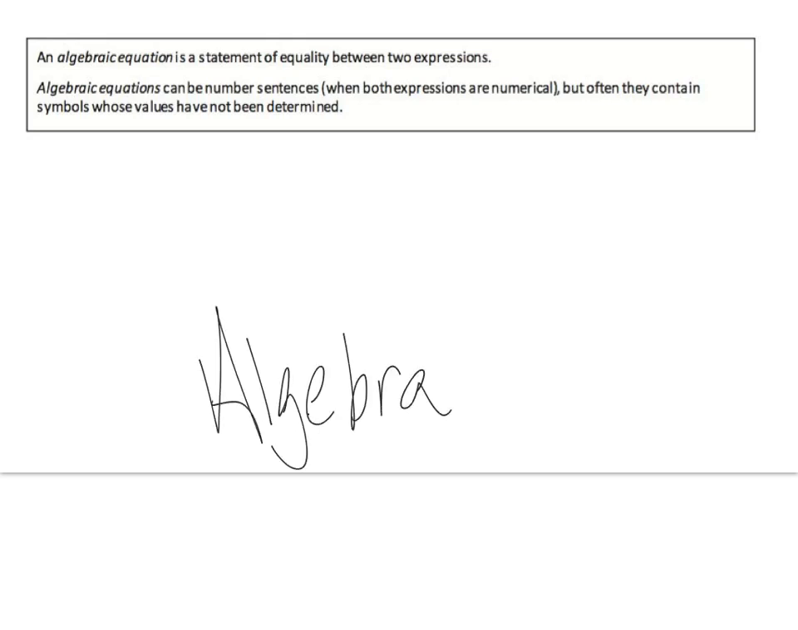An algebraic equation is a statement of equality between two expressions. And algebraic equations can be number sentences when both expressions are numerical, but often they contain symbols whose values have not yet been determined. Okay, welcome to algebra. They contain symbols like x. Where is x?